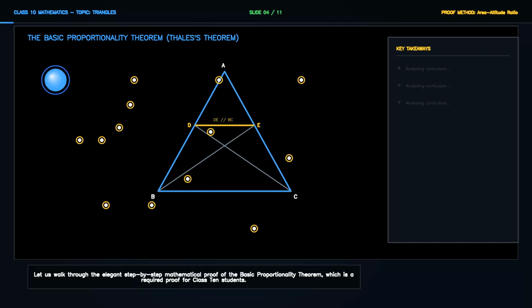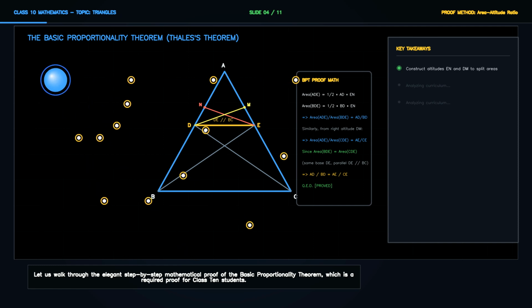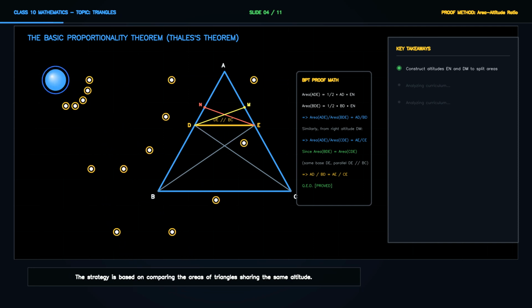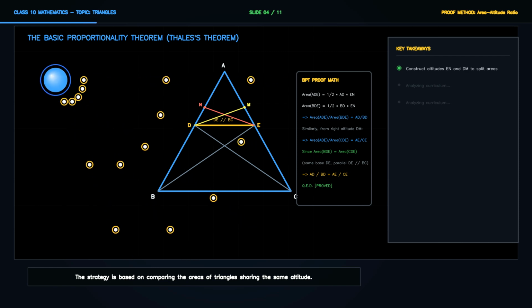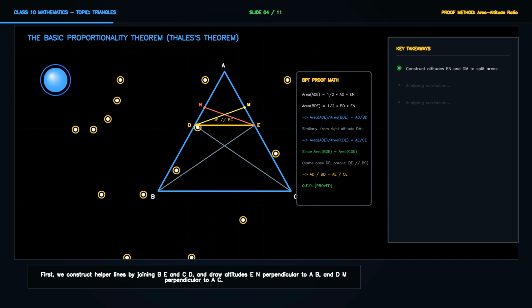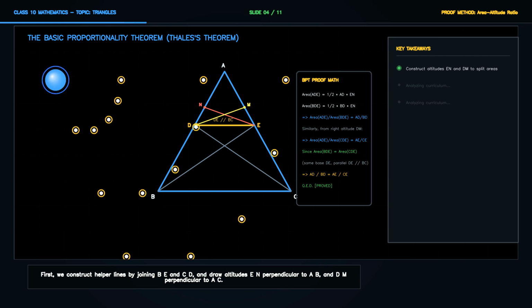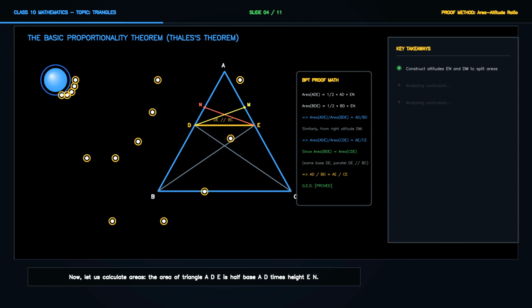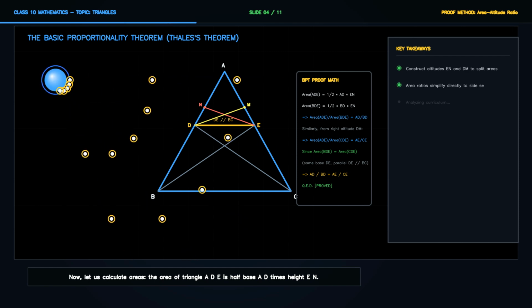Let us walk through the elegant step-by-step mathematical proof of the Basic Proportionality Theorem, which is a required proof for Class 10 students. The strategy is based on comparing the areas of triangles sharing the same altitude. First, we construct helper lines by joining BE and CD, and draw altitudes EN perpendicular to AB and DM perpendicular to AC. Now, let us calculate areas.